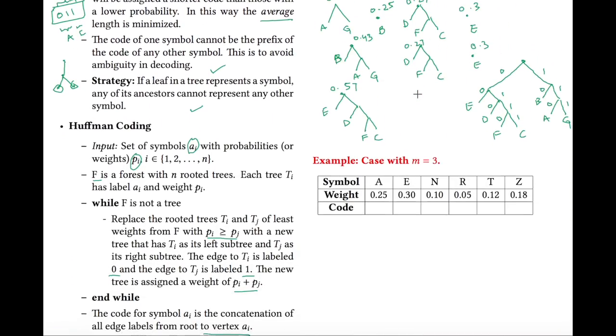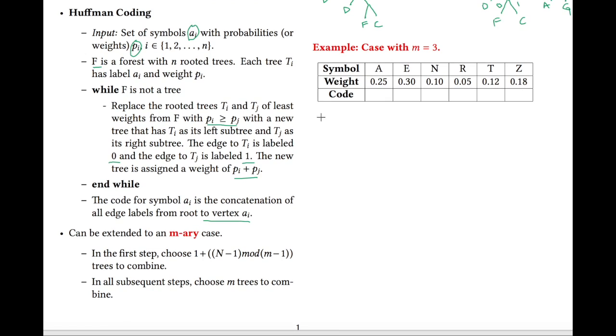Now let's see how we can do it for the m-ary case. So there are only two differences. In the first step, we choose this amount of trees to combine, and in all next steps we choose this amount of trees to combine, and they are also based on their weights. Okay, so now let's say this example here in which we have to encode these symbols based on these weights.